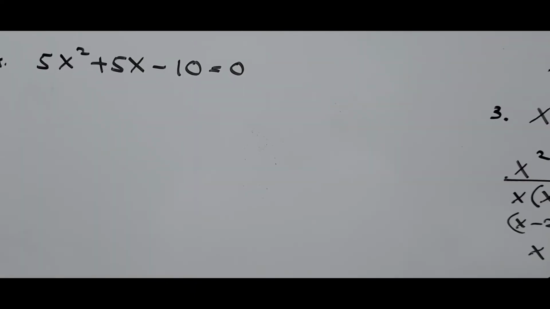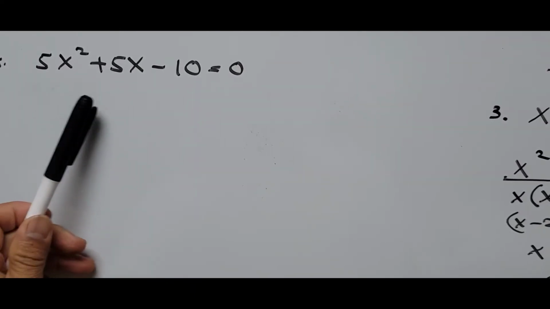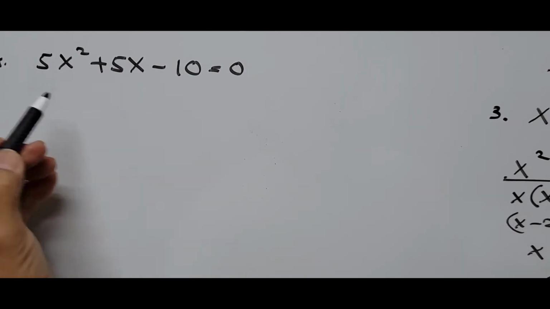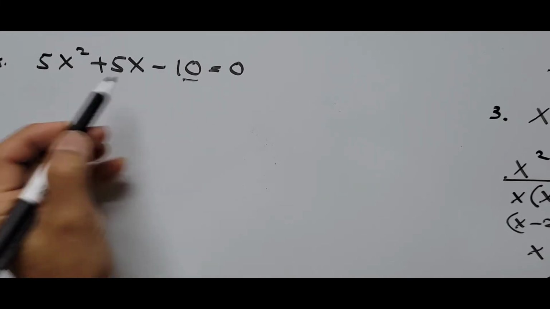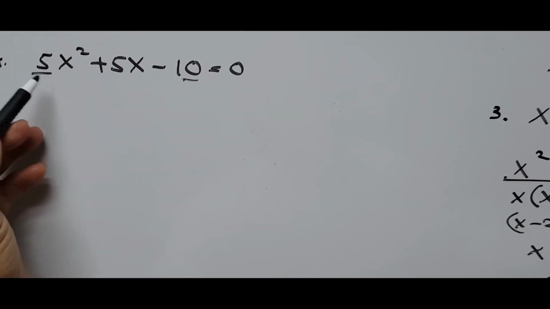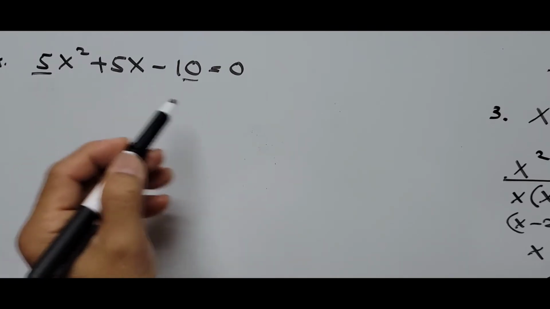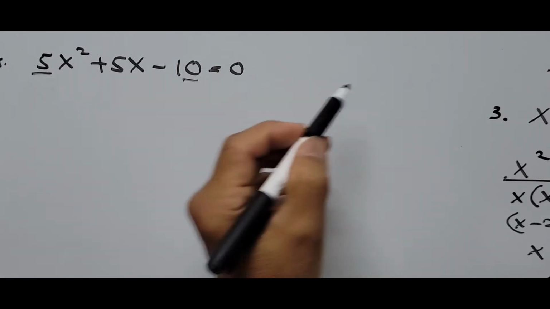So we have problem number 4. 5x squared plus 5x minus 10 equals 0. So in finding the factors of this value of x right here, first thing to do is you have to multiply the coefficient of the leading term and the constant. So 5 times 10 is 50. So that's negative, so that's negative 50.